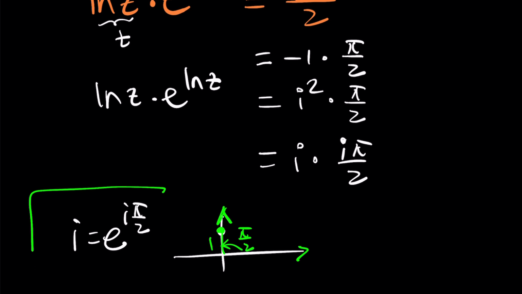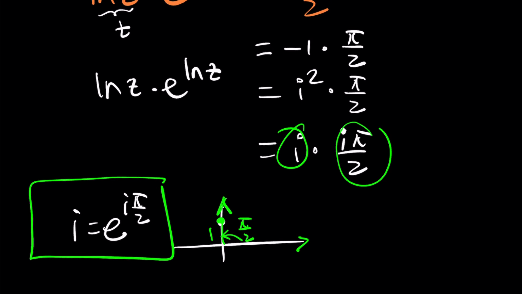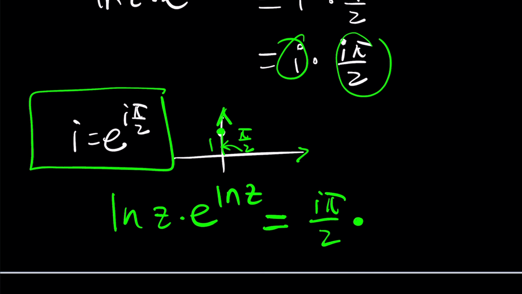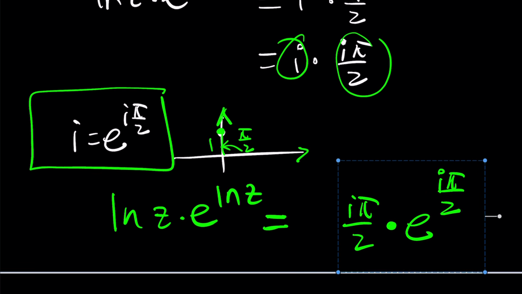So i can be written like this, which means this can stay, and I can replace this with e to the power something. So let's copy that. ln z times e to the power ln z equals i pi over 2. And I'm going to go ahead and replace i with e to the power i pi over 2. And that's just going to do wonders. You see what I'm talking about? When you do the Lambert's W on both sides, it's basically going to give you what you're looking for.